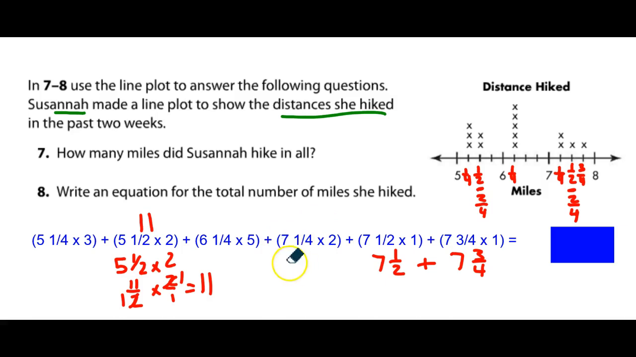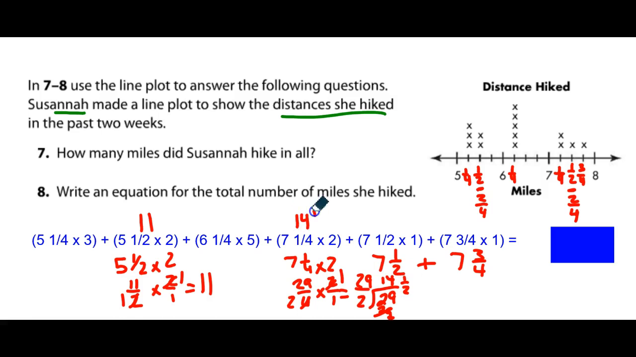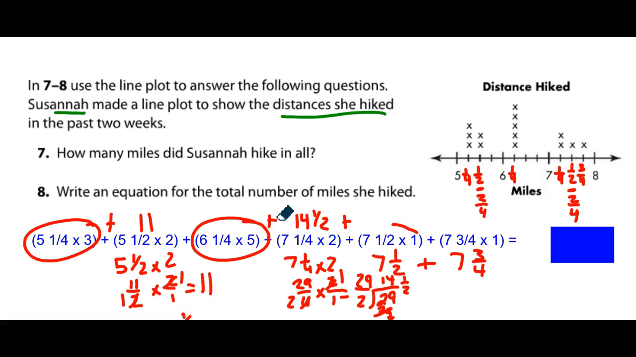Okay. If we did 7 and 1/4 times 2, this would be 29 fourths times 2. Cross cancel. We would end up with 29 halves, which would then be, oh, we just did this a minute ago, 14.5. So this would be 14.5. We would still have to solve this, and then add all of our values together in order to get the grand total.